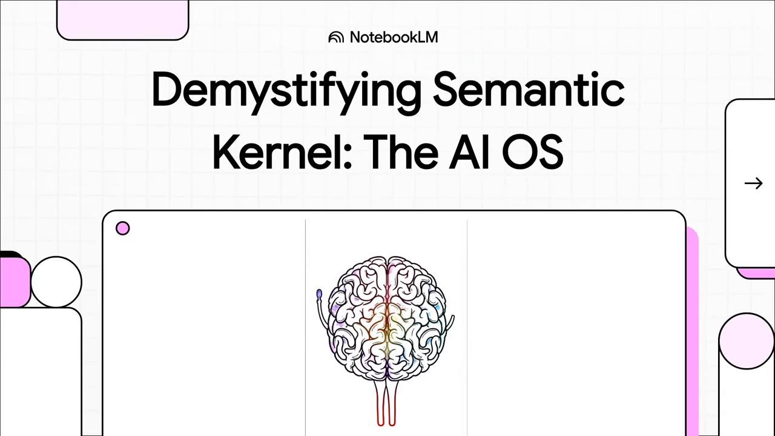So today we're diving into a piece of tech that's kind of working behind the scenes, but it's huge. It's called Microsoft's Semantic Kernel, and it's basically what's turning our simple chatbots into something much, much smarter. We're going to look at how it helps an AI go from just talking to actually doing things.